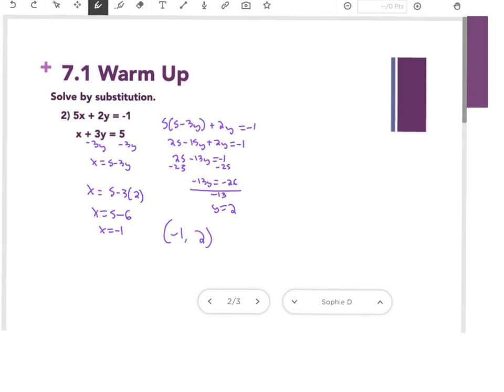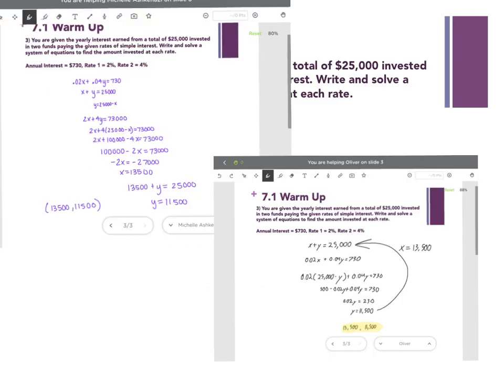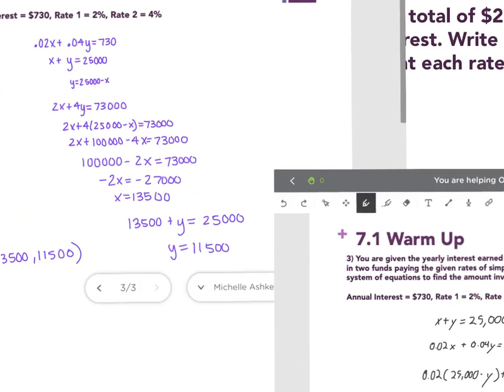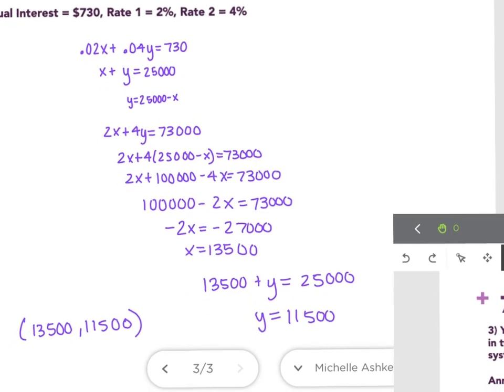What will this look like on Canvas? WebAssign gave you the parentheses, Canvas won't. All right, then the third one, and I did it both. I took Oliver's and I took Michelle's because Michelle got rid of the decimal. So she multiplied here everything by 100, which moves the decimal. Please, please, please, biggest mistake people make here is forgetting to go across the equal sign with that 100, okay?